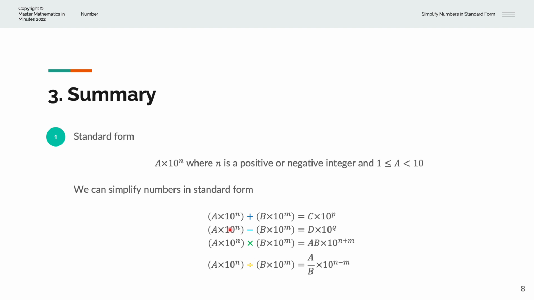If we're subtracting two numbers in standard form, we will first subtract the numbers and then convert that into standard form as d times 10 to the power of q. When we're multiplying two numbers in standard form, we will first group a and b as ab, and 10 to the n times 10 to the power of m as 10 to the power of n plus m. And finally, when we're dividing two numbers in standard form, we'll group a divided by b as a over b, and 10 to the power of n divided by 10 to the power of m as 10 to the power of n minus m.